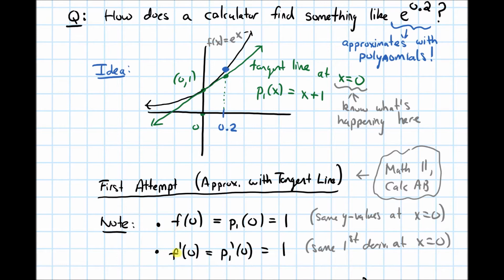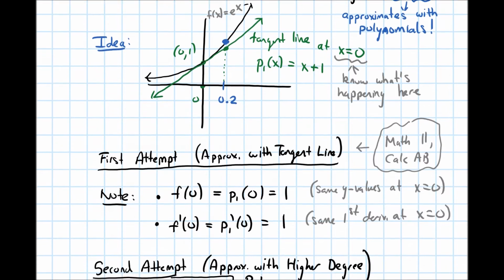If we were to take the second derivative of both of these, the second derivative of e to the x will also be 1 when we plug in 0. But for the line, when we take the second derivative of this line, the second derivative is actually 0 everywhere. So that's where it stops being the same. Okay, so our first attempt was to approximate it with a tangent line. And a tangent line, its equation is a type of polynomial. So what I'm going to do next is the second attempt.